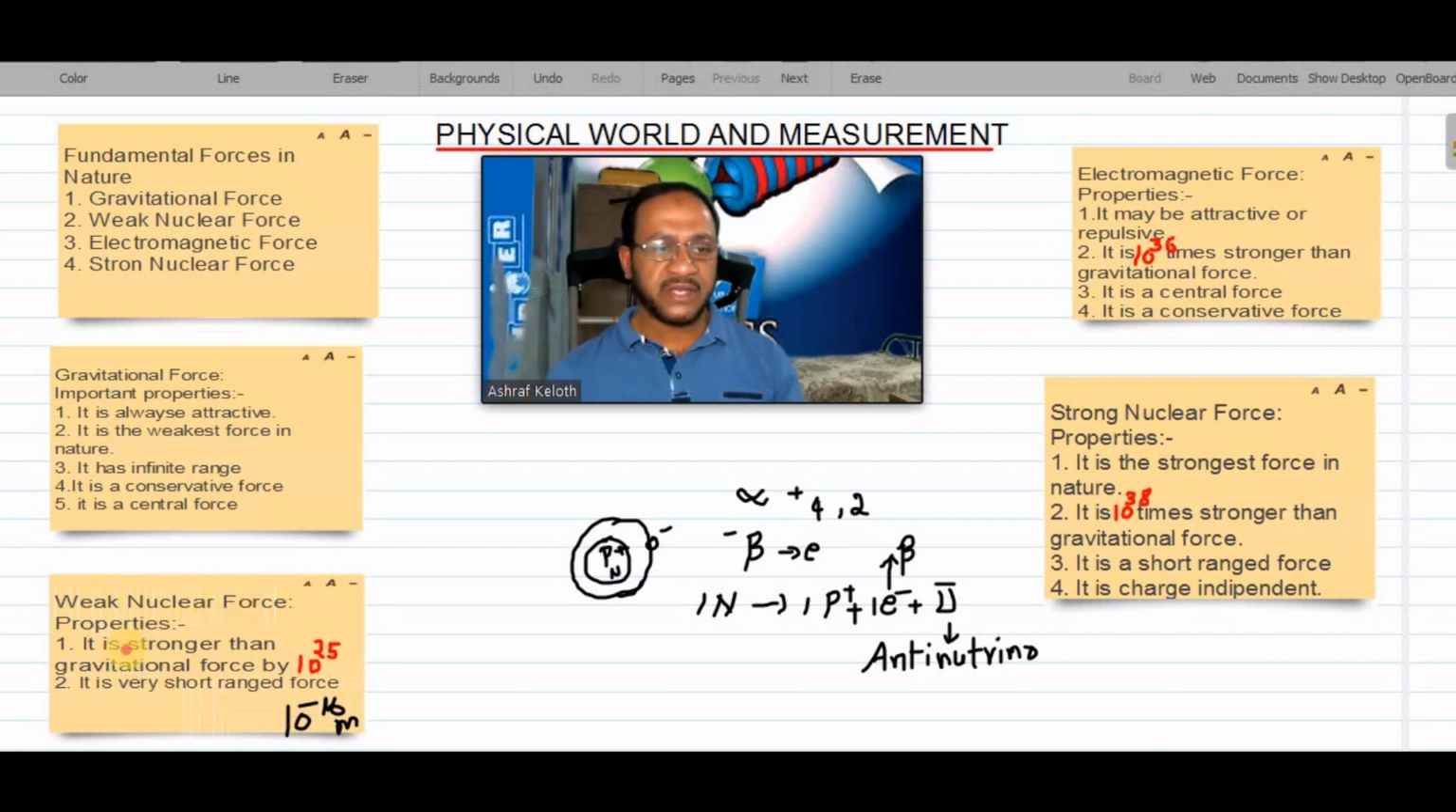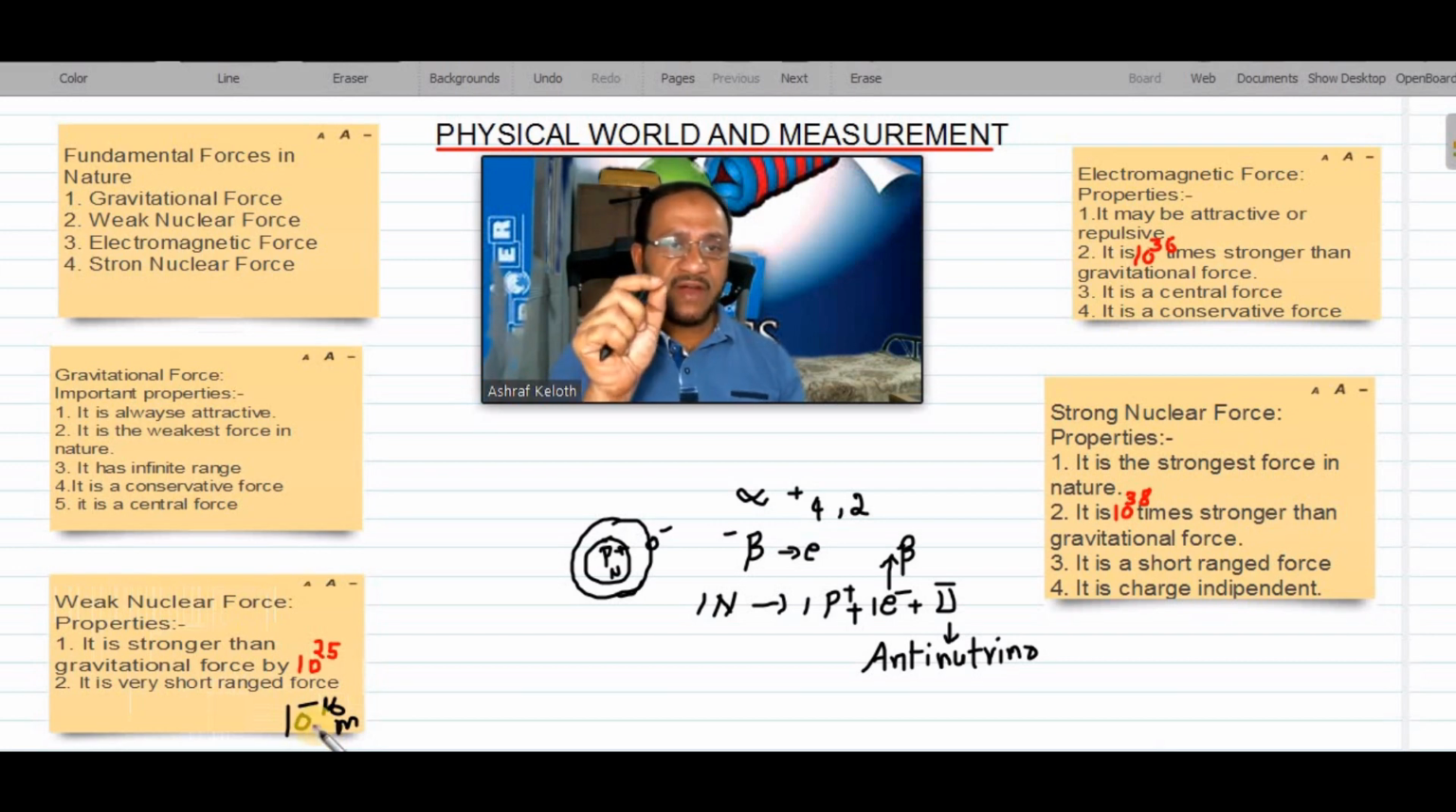It is stronger than gravitational force by 10 raised to 25 times, and it is a very short range force. Its range is 10 raised to minus 16 meter only, or you can say 10 raised to minus 13 millimeter.